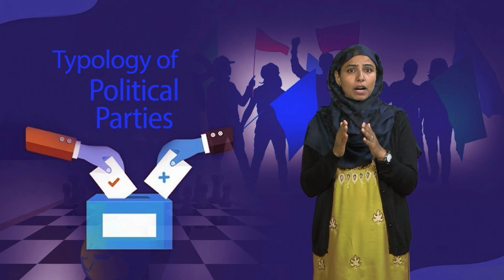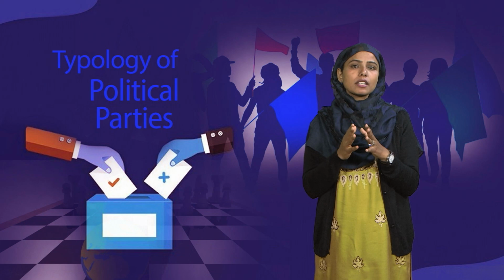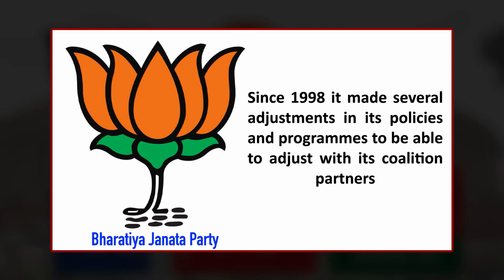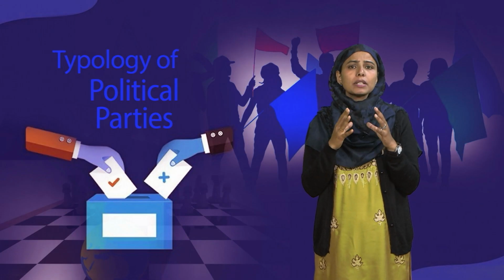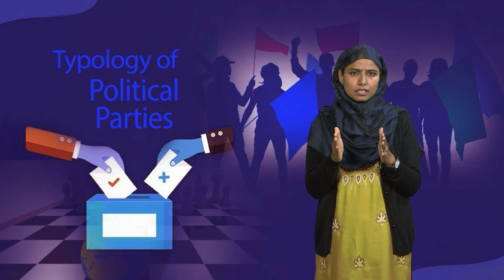It is not that the left-oriented parties alone are doctrinal in nature. There can be even parties of the right in liberal democracies that fall in this category. For example, the Bharatiya Janata Party in India has a definite ideology, but since 1998, it made several adjustments in its policies and programs to be able to adjust with its coalition partners. Another example: the Communist parties and the fascists are totally doctrinal parties.